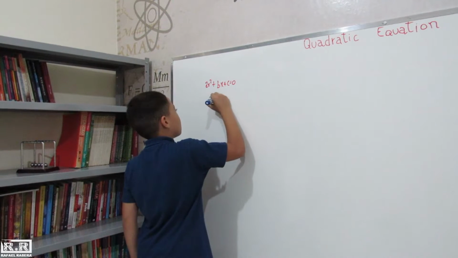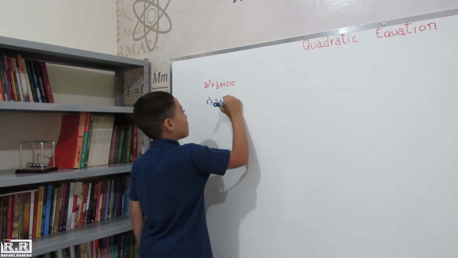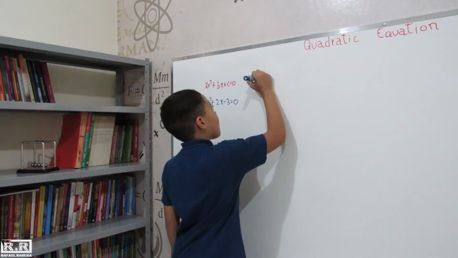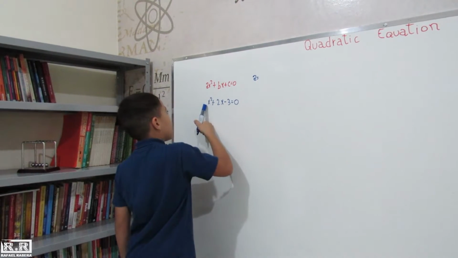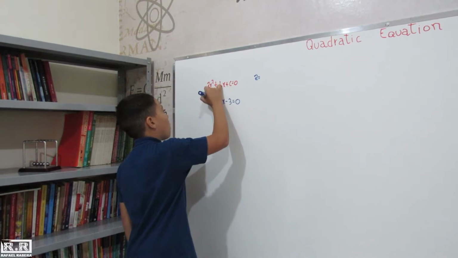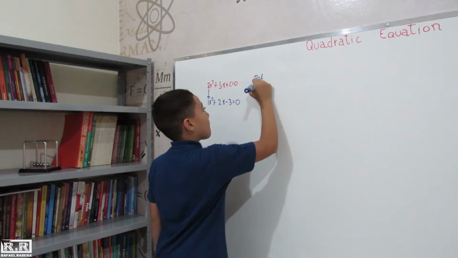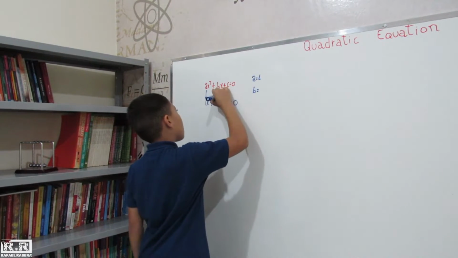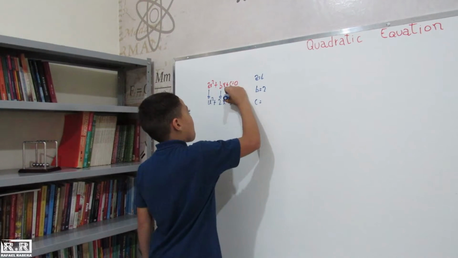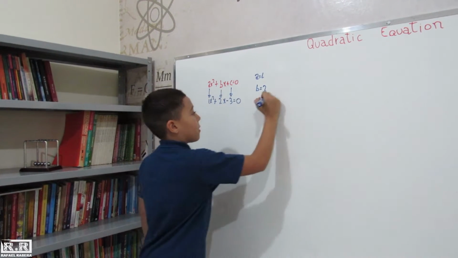x squared plus 2x minus 3 equals 0. Where a, when you have nothing in front of the unknown, means that it is 1. a equals 1, b equals 2, and c equals minus 3.